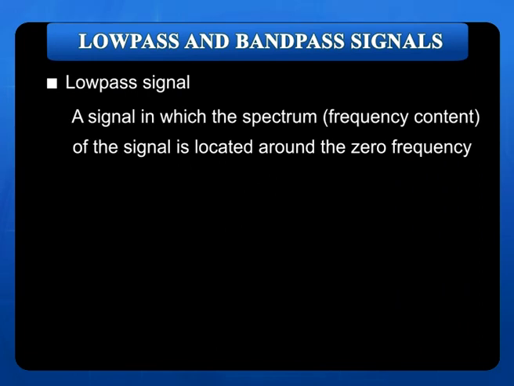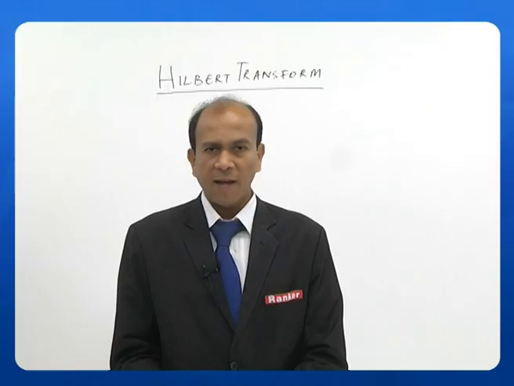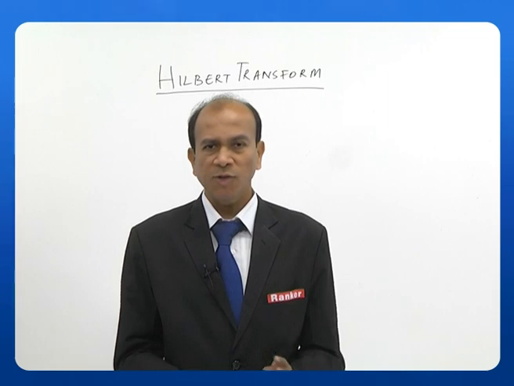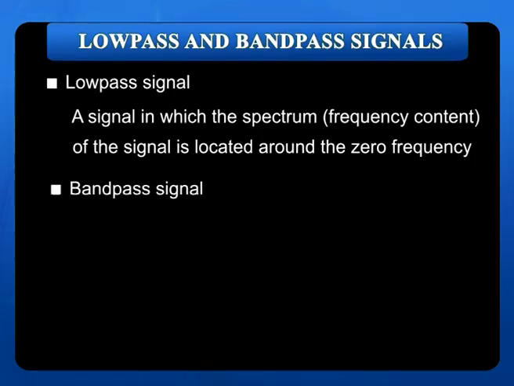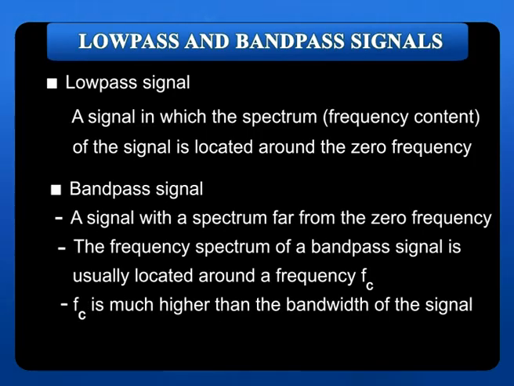The low pass and band pass signals. A low pass signal is a signal in which the spectrum, that is the frequency content of the signal, is located around the 0 frequency. That means the frequency components are nearer to 0. This is called low pass filtering. What is a band pass signal? A band pass signal is a signal with a spectrum far from the 0 frequency. The frequency spectrum of a band pass signal is usually located around a frequency Fc, where Fc is much higher than the bandwidth of the signal.